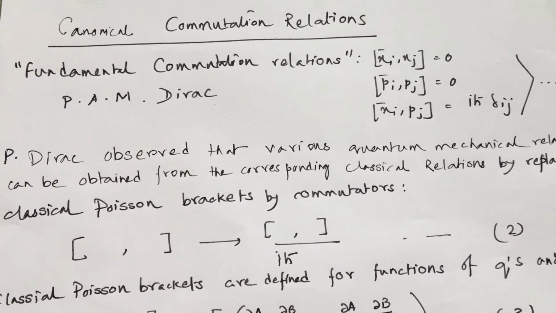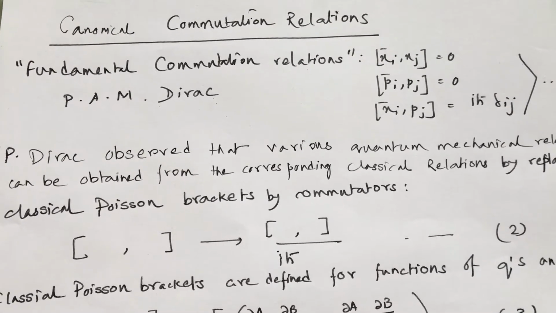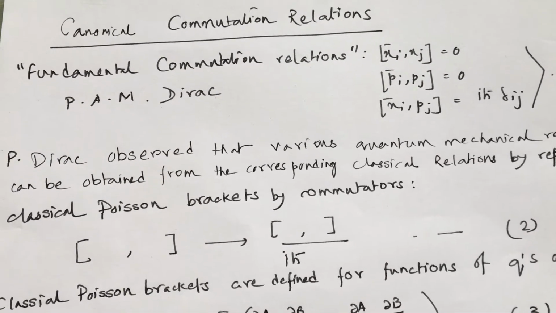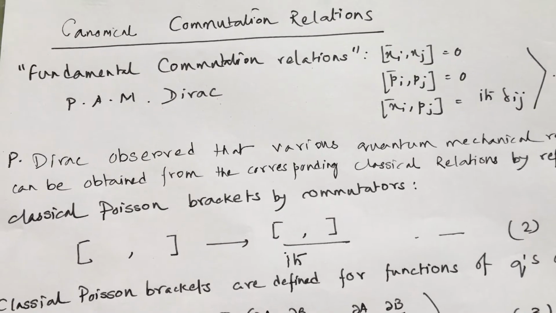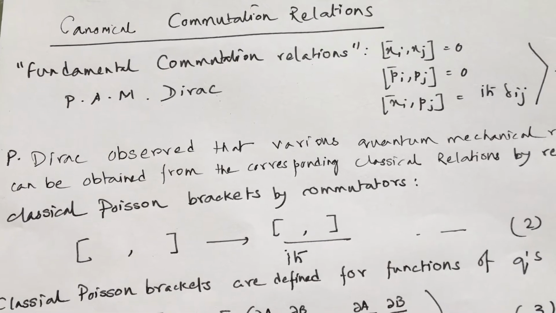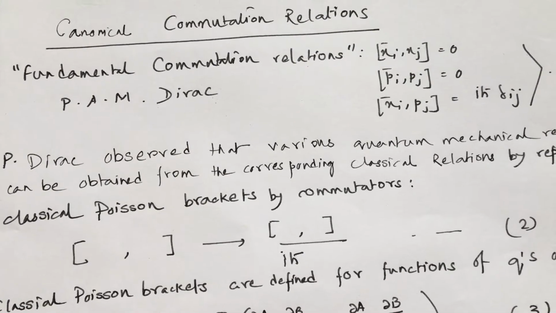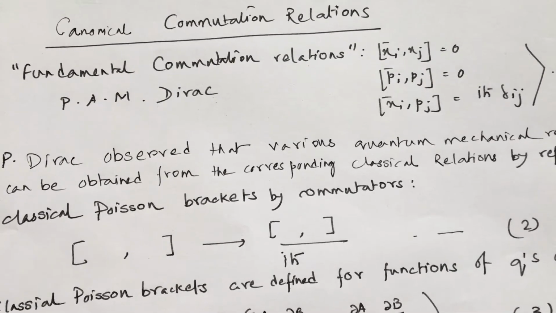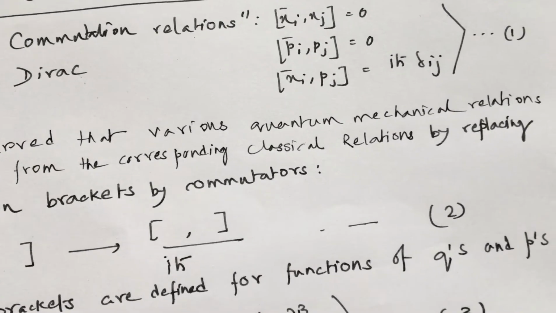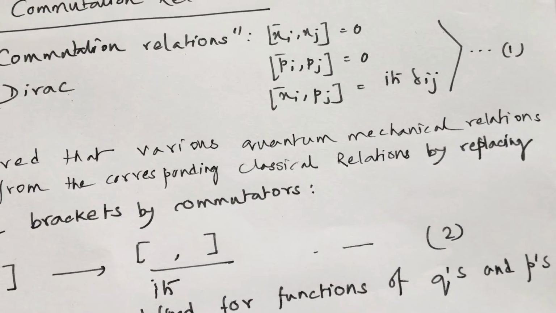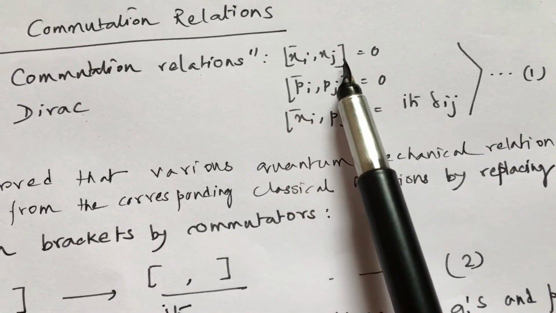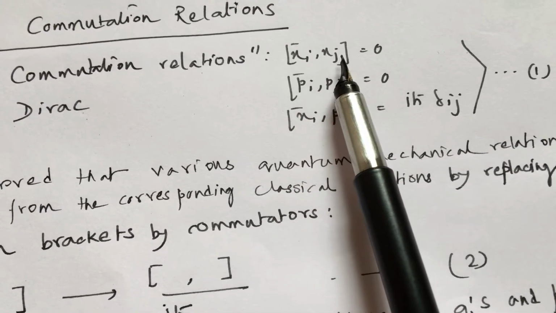Before I proceed to the harmonic oscillator problem further, let me discuss for a few moments the canonical commutation relations. For example, the Heisenberg uncertainty principle is a canonical commutation relation. This is equation 1, which tells us about the canonical commutation relation of position, xi and xj.